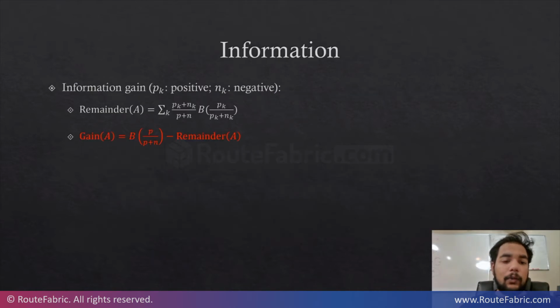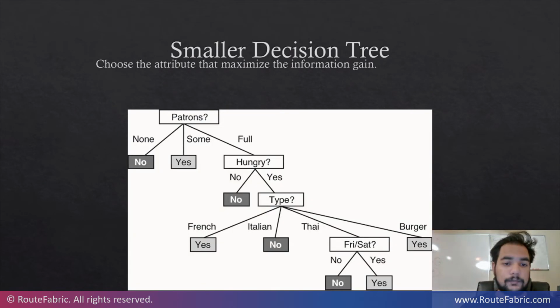Now let us look at what information gain is. Information gain is the concept that decides how the decision tree is morphed, or how the decision tree is made. The main takeaway is the formula, which is the gain of A is equal to B of the probability divided by the probability plus the not probability, minus the remainder of A.